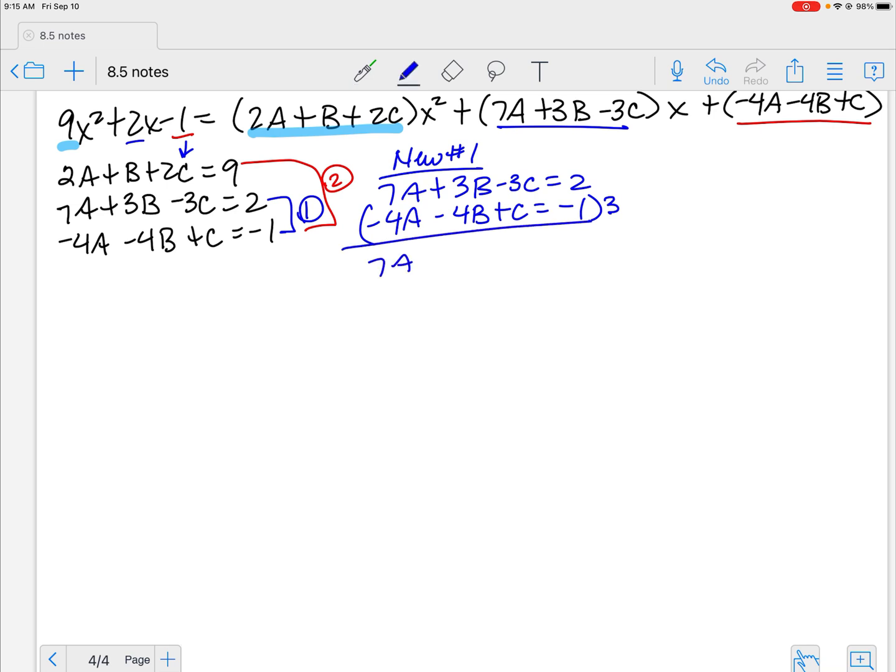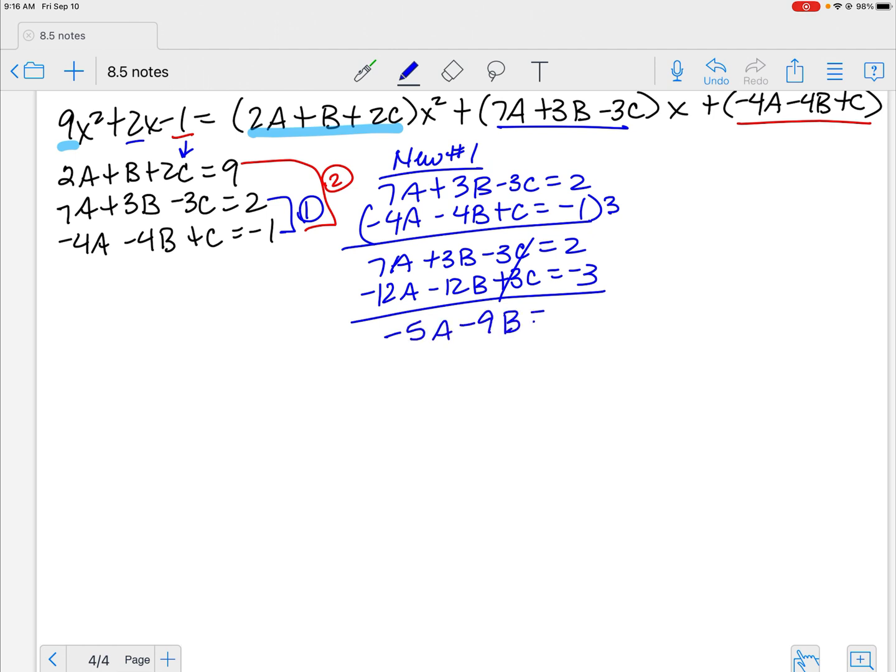This gives me 7a plus 3b minus 3c is equal to 2. Negative 12a minus 12b plus 3c is equal to a negative 3. Those cancel, and I add these up. 7 minus 12 is a negative 5a. 3 minus 12 is a negative 9b, is equal to that negative 1. This is my first new equation with only 2 variables.